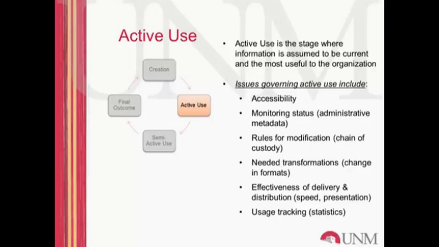Some of those involve who has access to the information, who's allowed to see and use the information. Others involve who has the authority to modify the information. And then finally, who has the authority to say that the information is no longer in its most valuable state or most current state? Who can say that the information is now outdated or obsolete? Those are some of the considerations that all information is subject to during its active use phase.